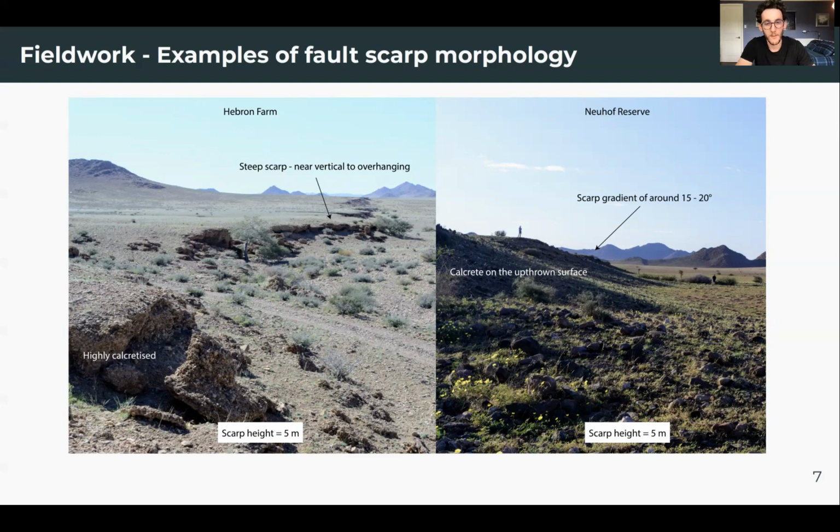So the Quaternary cover that the fault is cutting through is predominantly a calcretized breccia conglomerate, although the amount of calcrete presence in the conglomerates varies spatially. Further south on the Neuhoff Reserve, we see the intermediate scarp morphology with a much lower scarp gradient, a similar scarp height, and a lot less calcrete on the scarp crest up here.